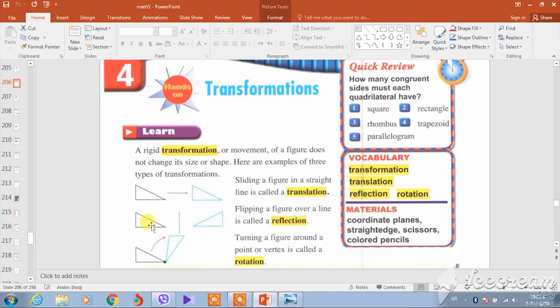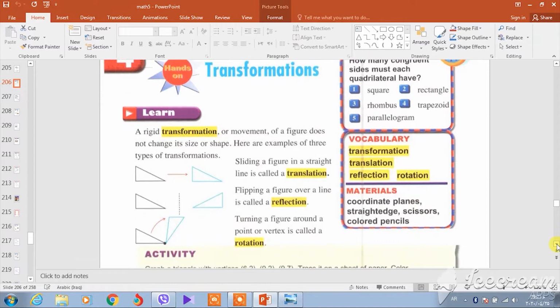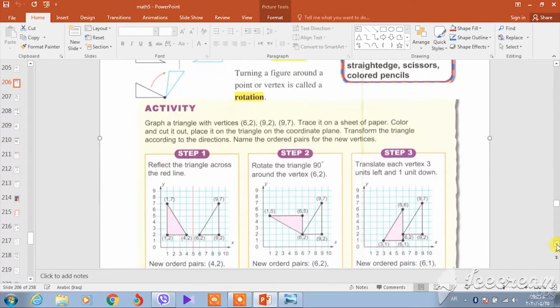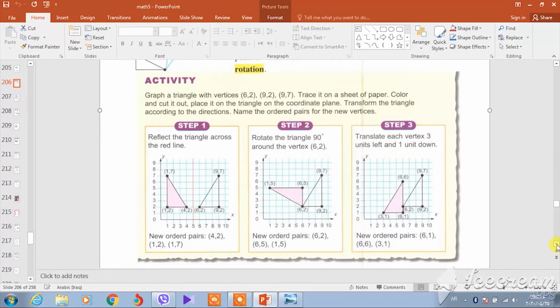After that we have flipping a figure over a line, which is called a reflection. The same shape is reflected over a line. And turning a figure around a point, just one point or one vertex, is called a rotation. The figure keeps the same shape and size, and just rotates around one vertex or one point. After that we identify the transformation using points in ordered pairs.